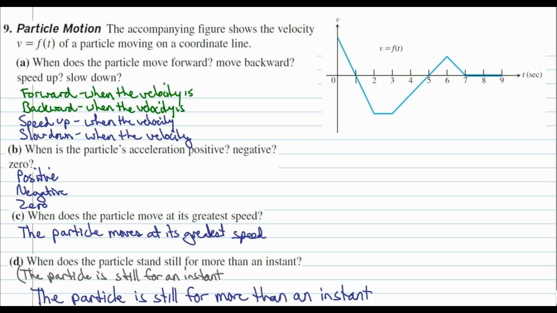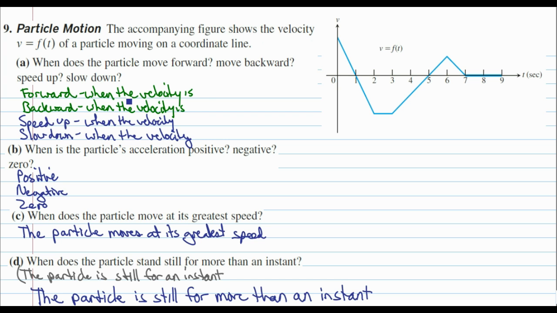Now try problem number 9. It says that the accompanying figure shows the velocity, or v, of a particle moving on a coordinate line. So we've got a particle that's moving back and forth. So we want to not describe its motion like we did in the last problem, but we've got more specific questions, which is good. So part A, when does the particle move forward, move backward, speed up, and slow down?